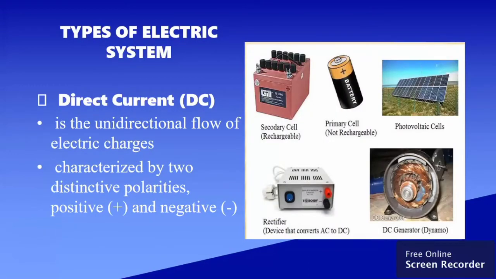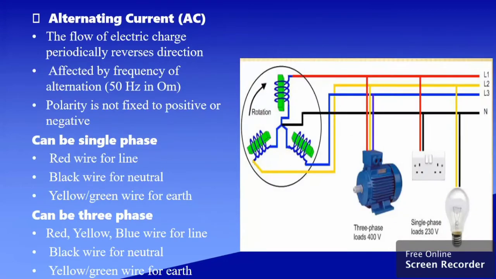Types of electric system. The first is DC, which is direct current. DC is the unidirectional flow of electric charge characterized by two distinctive polarities, positive and negative. The second type is alternating current, AC. The flow of electric charge periodically reverses direction, affected by the frequency of alternation, usually 50 Hz in Malaysia. The polarity is not fixed to positive or negative.